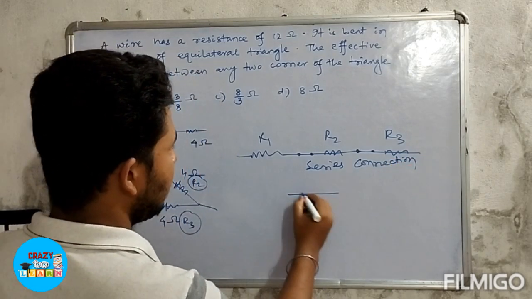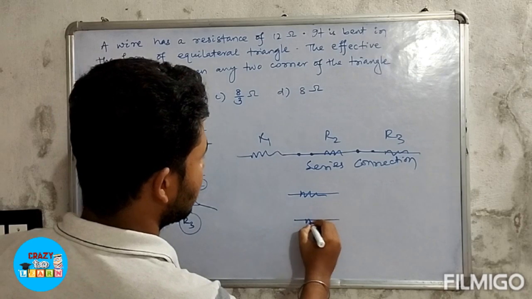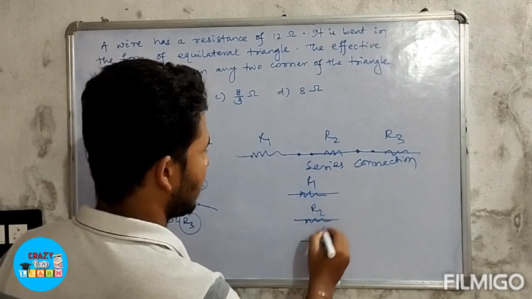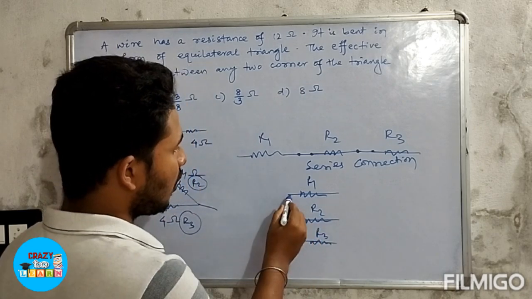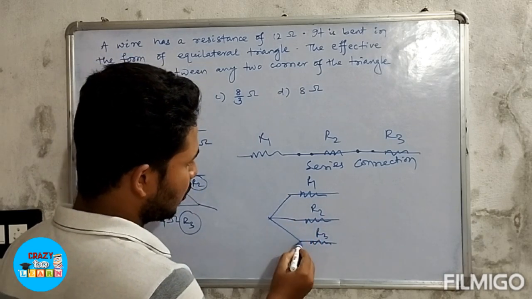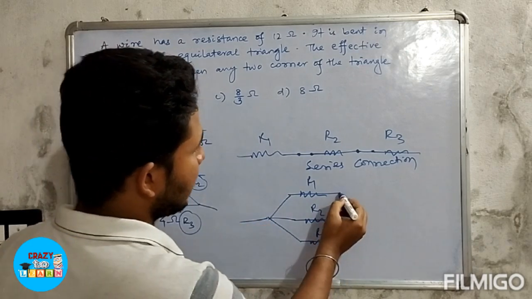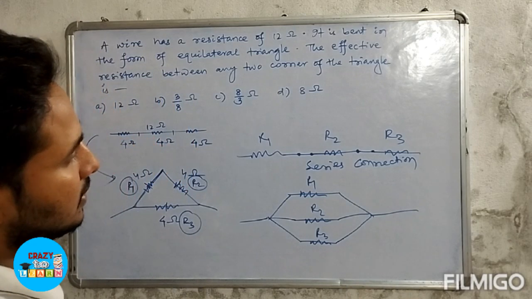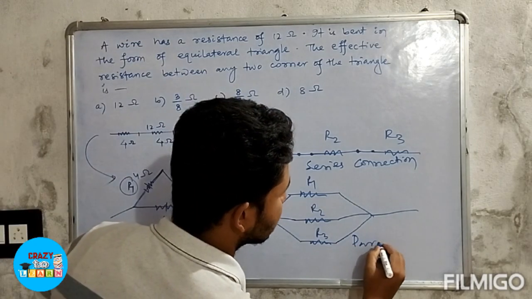Okay, if 3 resistances are given to you, this is R1, R2, R3, all the 3 ends connected to one wire, and all 3 other ends are connected to the other side, then it is parallel connection.